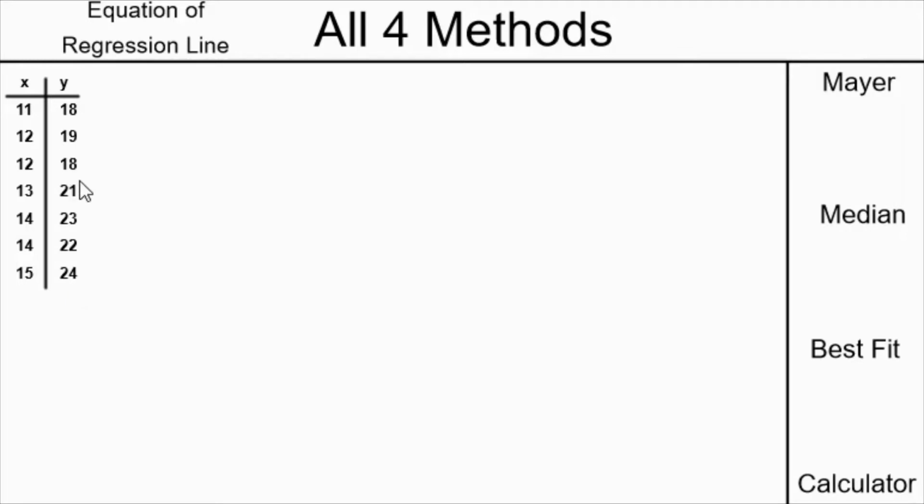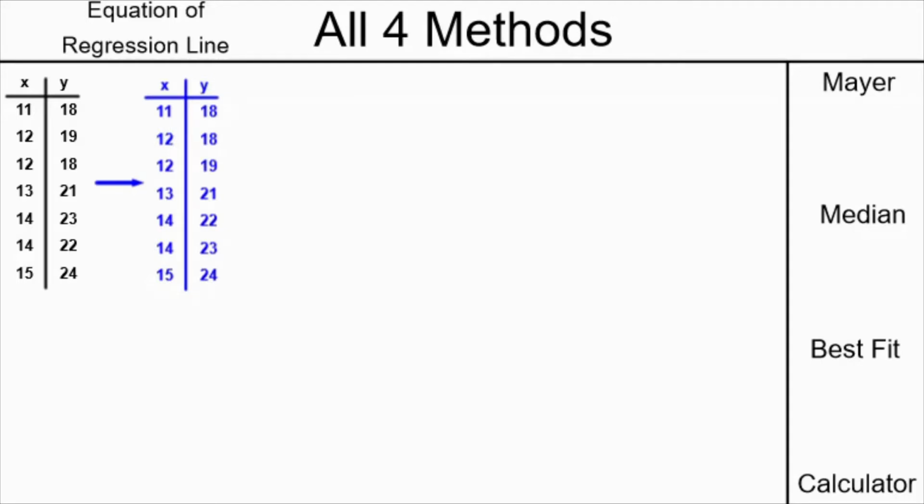The first thing I have to do for the Meyer line method is rearrange the data in my table so that it is in increasing order of x. It already was, but part of this process is to make sure that when there are 2 points with the same x value, those points are listed in increasing order of y. So I moved a couple of the points around in the table in order to achieve that.